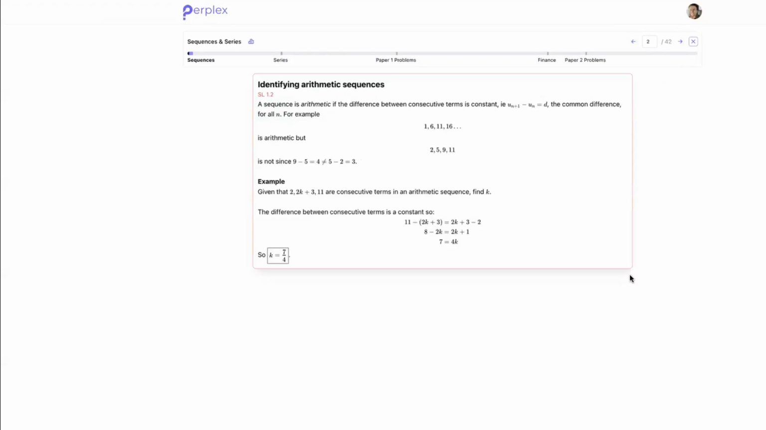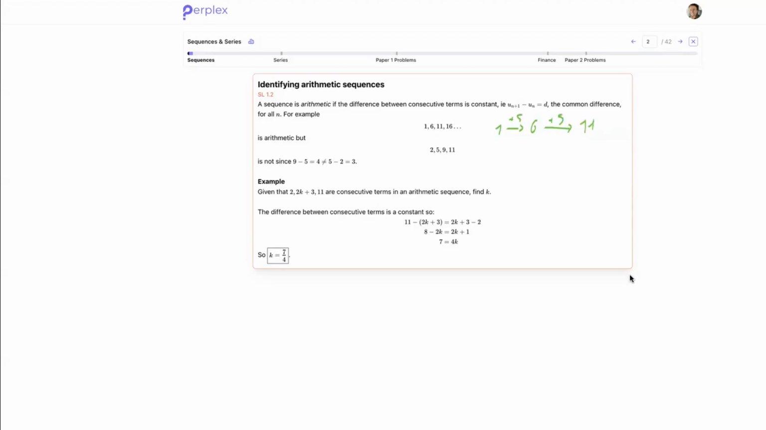So let's talk about arithmetic sequences first. These are probably the most basic type of sequence. And it's essentially a sequence where the rule for going from one term to another is simply adding a constant term. So in this case, I'm going 1 to 6 by adding 5. I'm going to 11 by adding 5, and so on and so forth. At each step, I'm going to add 5.